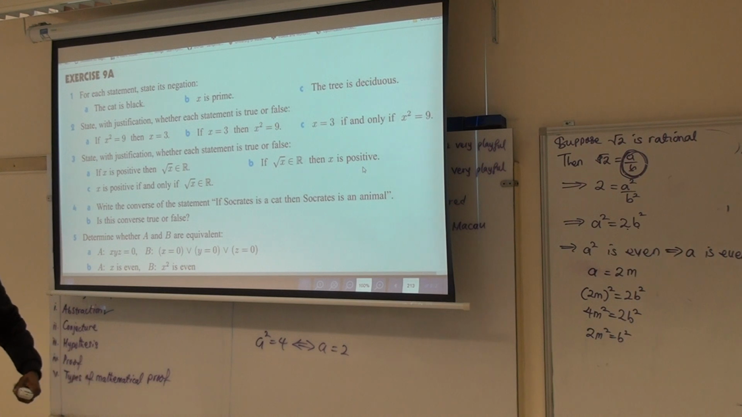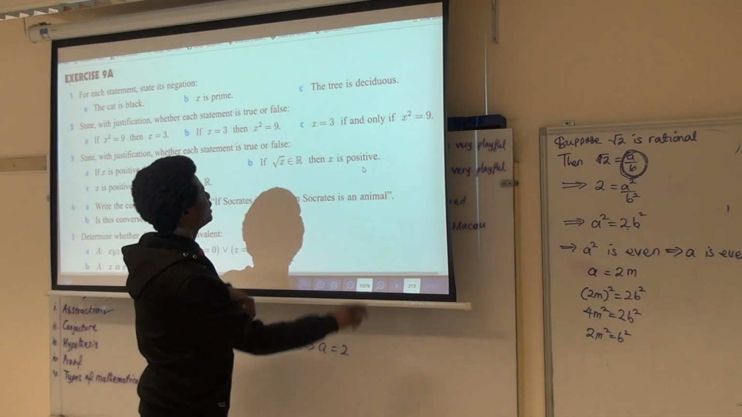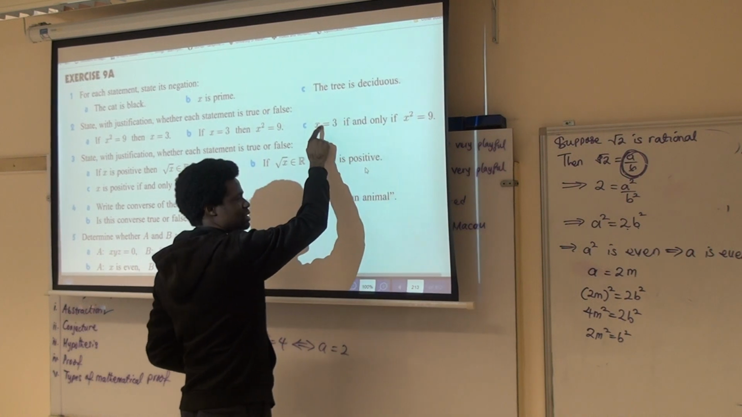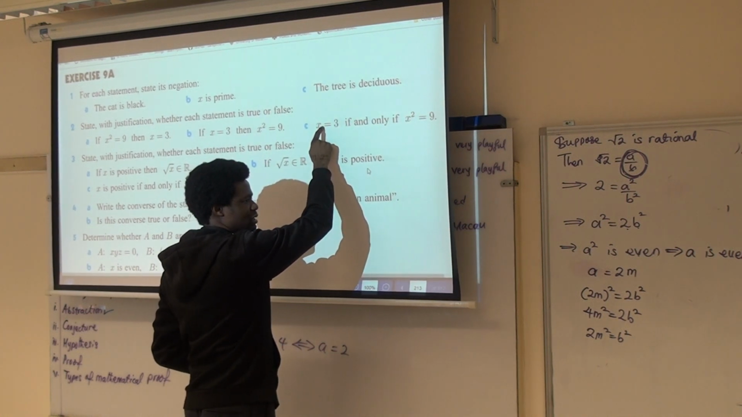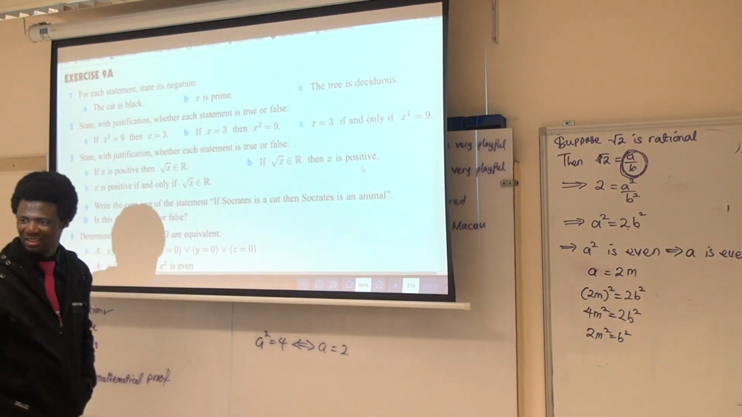That should be negative 3. X can also be negative 3. X is 3 if and only if x squared is 9. We are saying, does this imply this? Yes. Now, does this imply this? Yes, it does. So this is true.